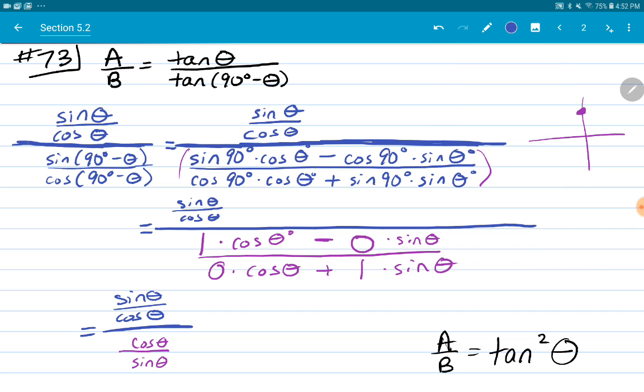Now let's break it up into division. If I divide by cosine over sine, that means flip the second and multiply. So I'm going to multiply by sine over cosine. Well, that is just tangent times tangent, which equals tangent squared. So that is the final product.